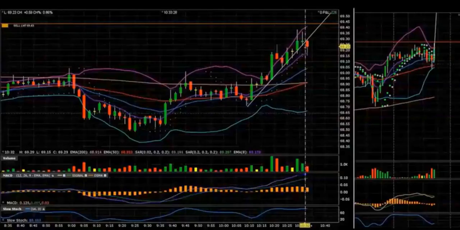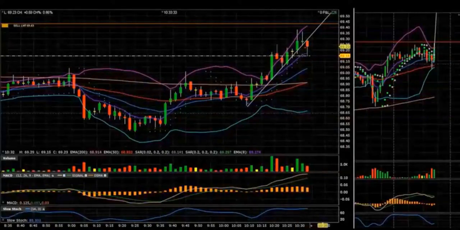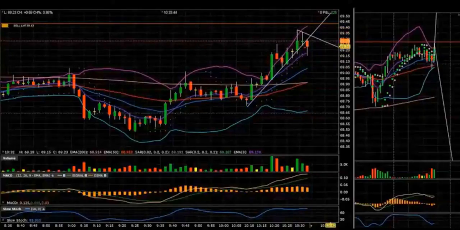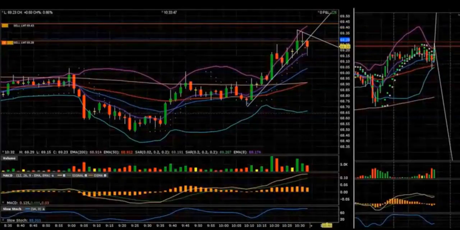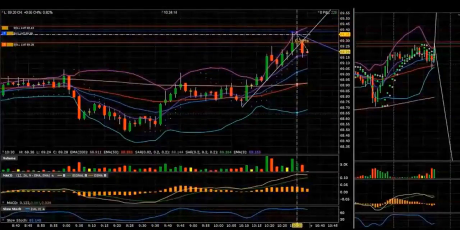Now my stochastics are high. If this starts curling, pointing down, I might be looking for a short somewhere over here. I'm not there yet. And this would be considered the 1030 reversal right there. Through those.